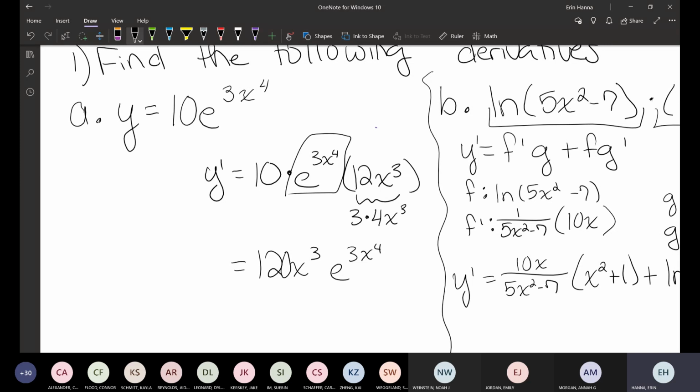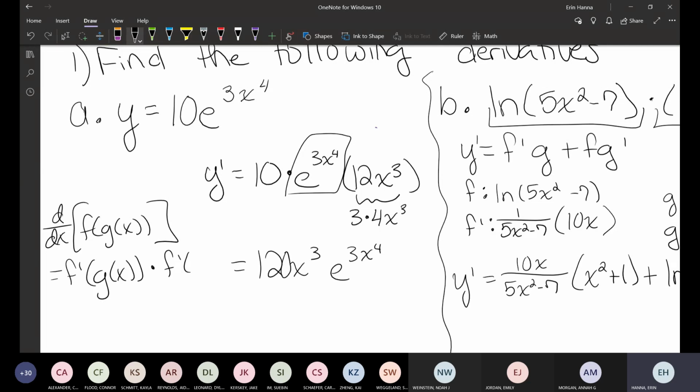But then our chain rule, so remember our chain rule: derivative of the outside evaluated at the inside times the derivative of the inside. So at this point, we've essentially taken care of the F prime G piece, but then we need to multiply by the derivative of that exponent.